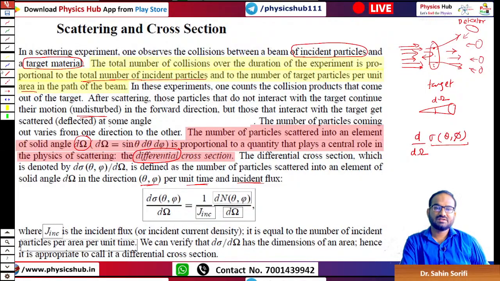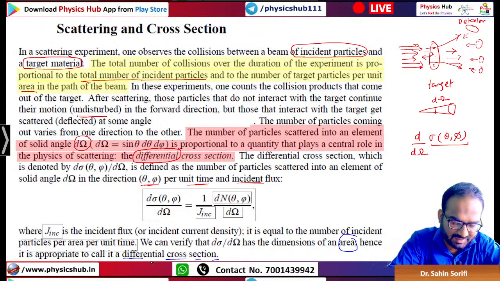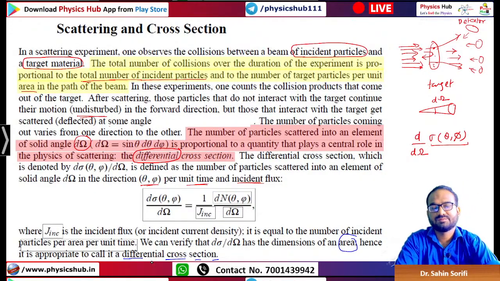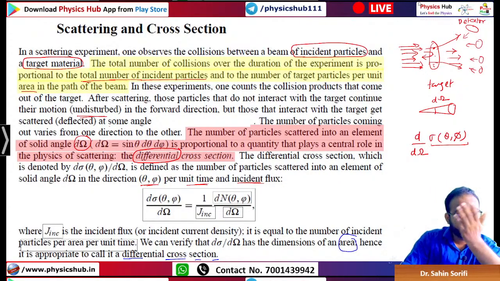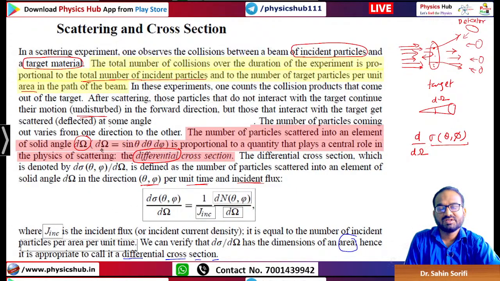So this differential cross section d sigma by d omega will have the dimension of area. Hence it is appropriate to call it a differential cross section. So this is the basic idea. Now we'll try to understand how this scattering experiment is modeled. We'll take one model which will explain how the particles are coming, what is happening when they are moving undeviated and when they are getting scattered.